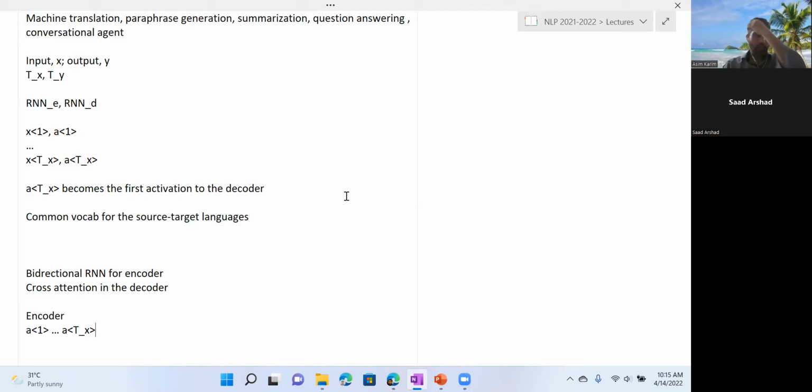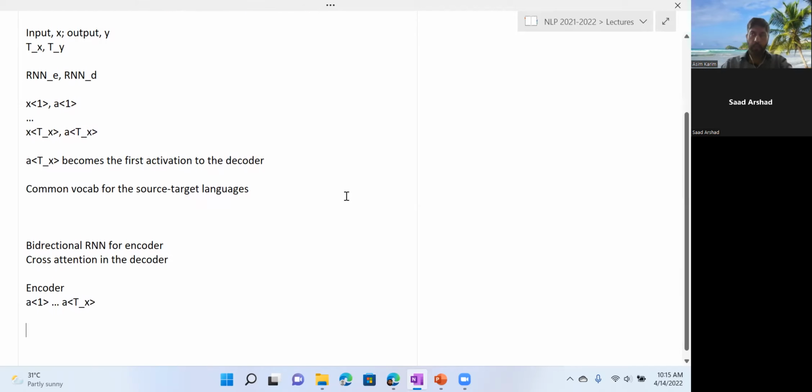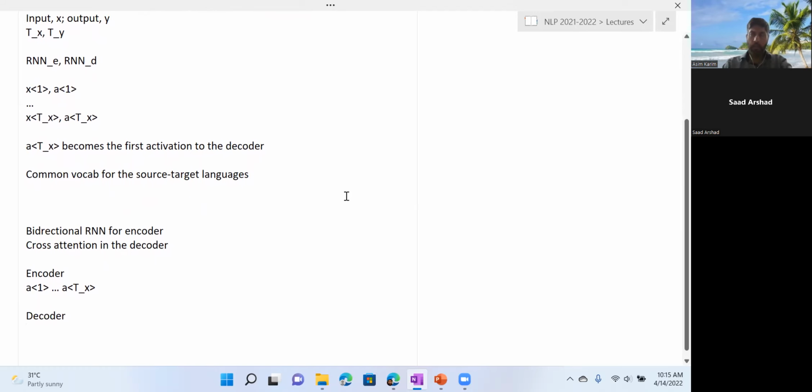So this is the sequence from the encoder. And then, of course, you have the decoder. I'm not going to write the subscripts. It does become confusing with the notation. So the decoder has its own set of outputs, A1 onwards. Okay?